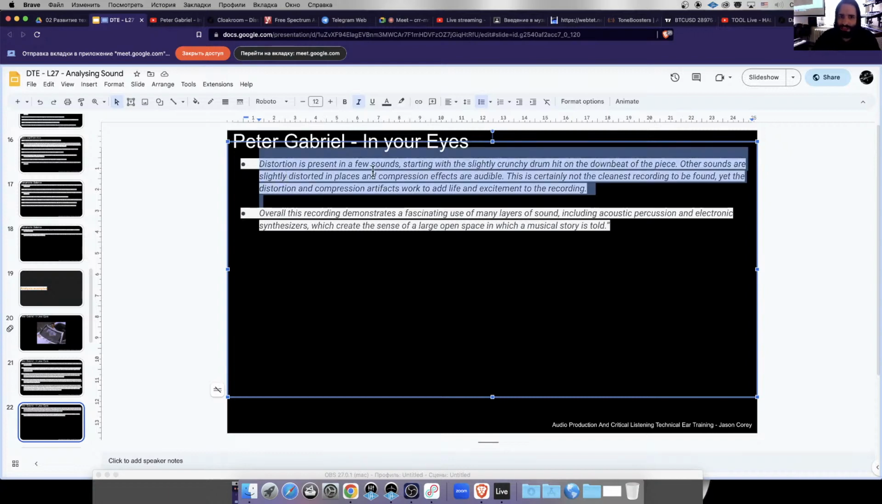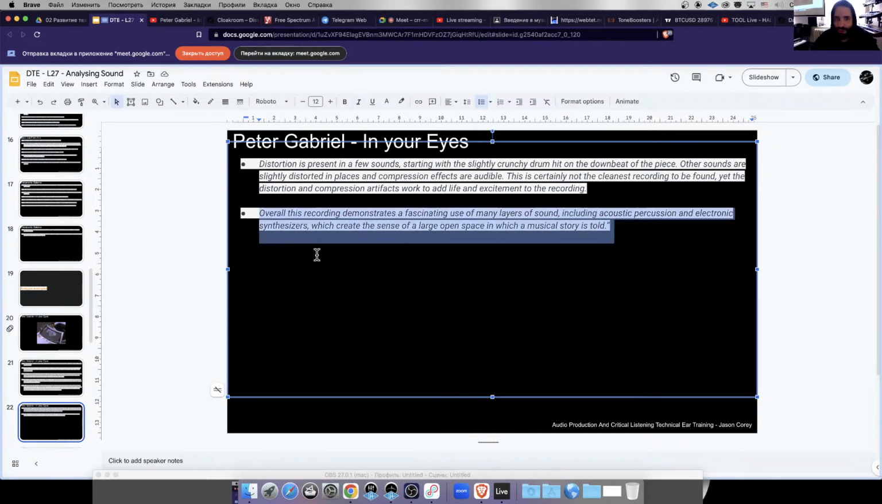Other sounds are slightly distorted in places and compression effects are audible. This is certainly not the cleanest recording to be found. Well, I think it's quite open, but quite clean. Yet, the distortion and compression artifacts add life and excitement to the recording. Overall, this recording demonstrates fascinating use of many layers of sound, including acoustic percussion and electronic synthesizers, which create a sense of large open space.